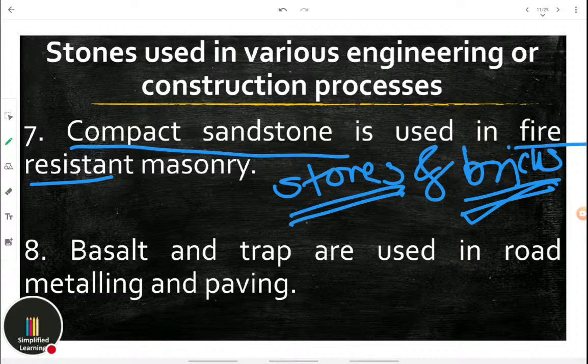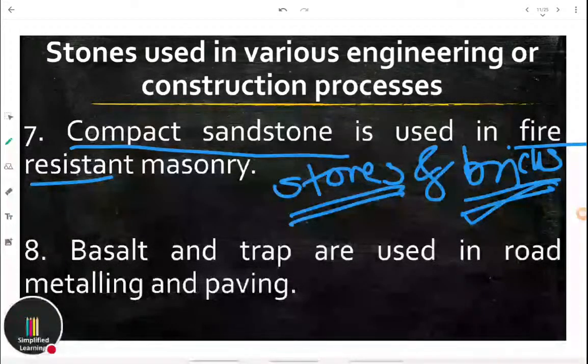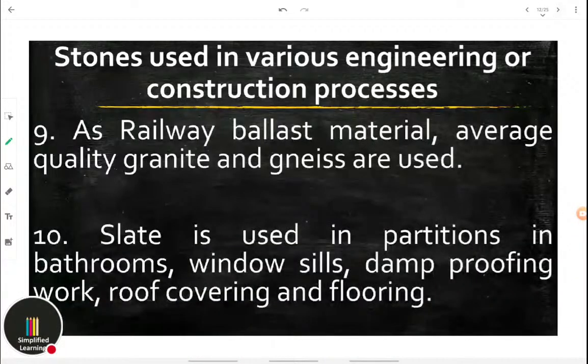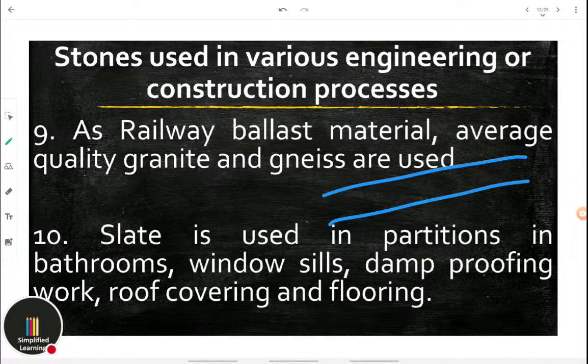Then basalt and trap are used in road metalling and paving. Road metalling means basalt and trap are being used as road aggregate. Next is railway ballast. Railway ballast means the aggregate that is put in between the tracks. For example, this is the track, these are sleepers. You will see some kind of aggregate put in between the track and below the sleeper. This is the railway ballast.